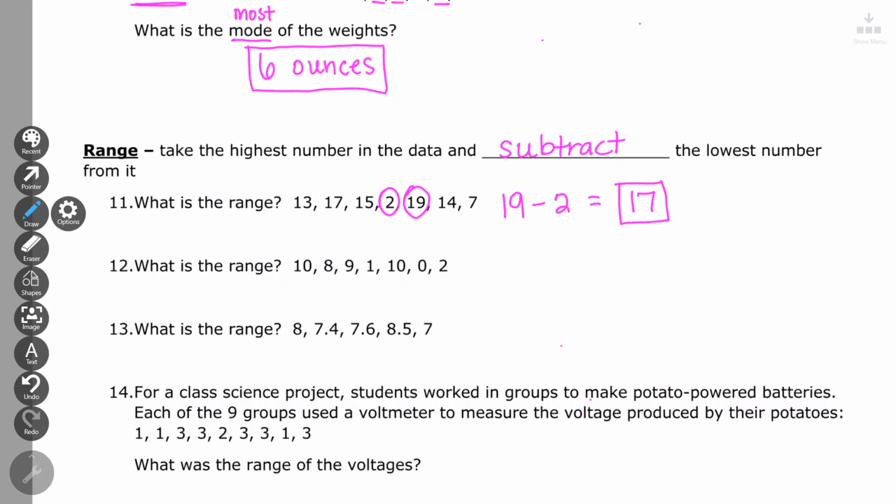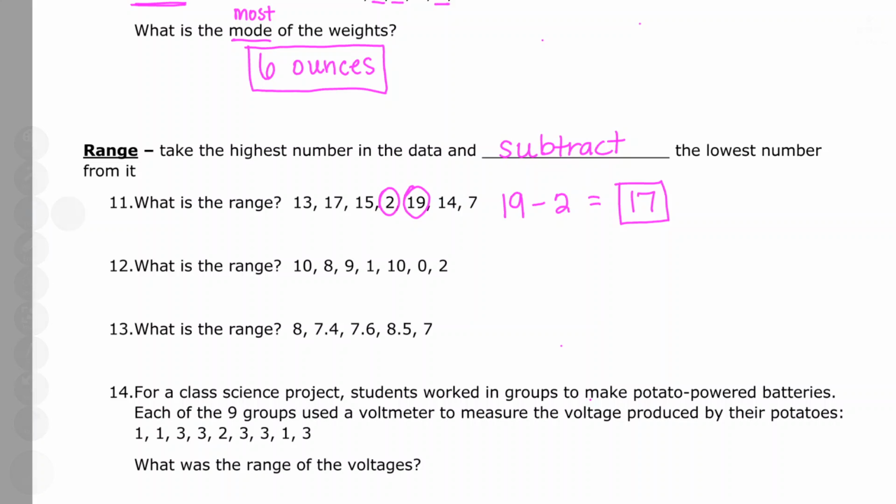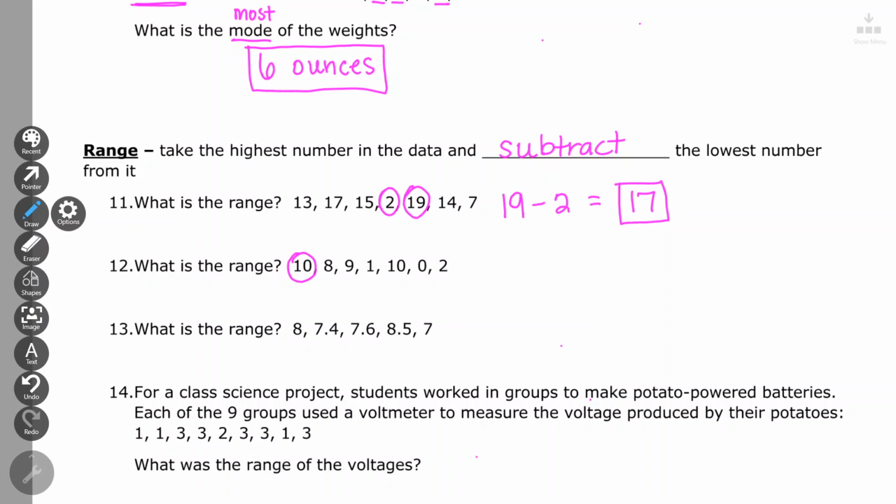Let's look at number 12. What is the range of 10, 8, 9, 1, 10, 0, and 2? All right, what's the highest number? The highest number is 10. What's the lowest number? The lowest number is 0. So we've got 10 minus 0, and we get 10.